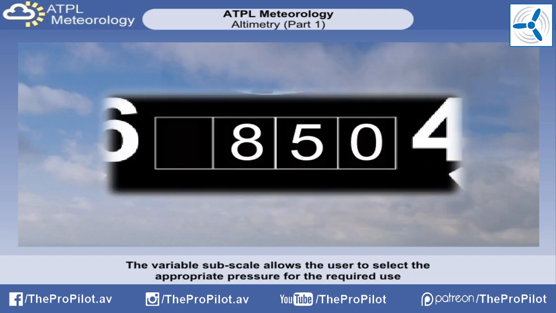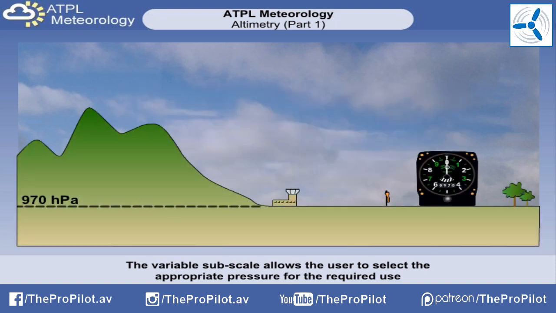Our initial problem has still not been solved. We need the altimeter to give us a height above a physical surface, not a pressure surface. We can solve this by having a variable subscale. In other words, we can manually select what pressure the altimeter will use as the 0 point. This scale is adjustable from 850 to 1050 hectopascals. Let's work through an example.